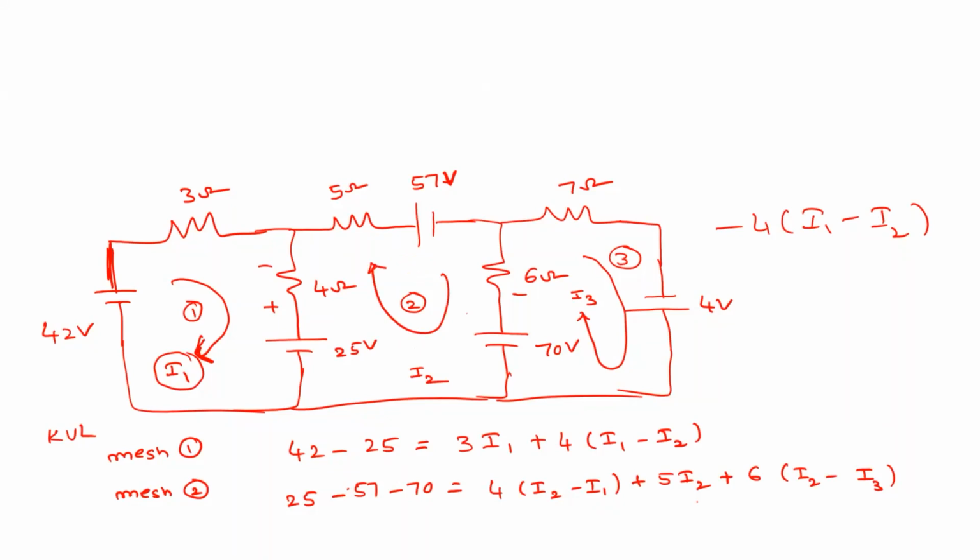In the end results, whether it gives plus or minus current will actually decide. For example, if I got I1 as 3 amperes, that means whatever direction you assumed is the correct direction of I1. If you got minus 3 amperes, it is supposed to rotate in the other direction. That's all. Clear? Yes, sir.